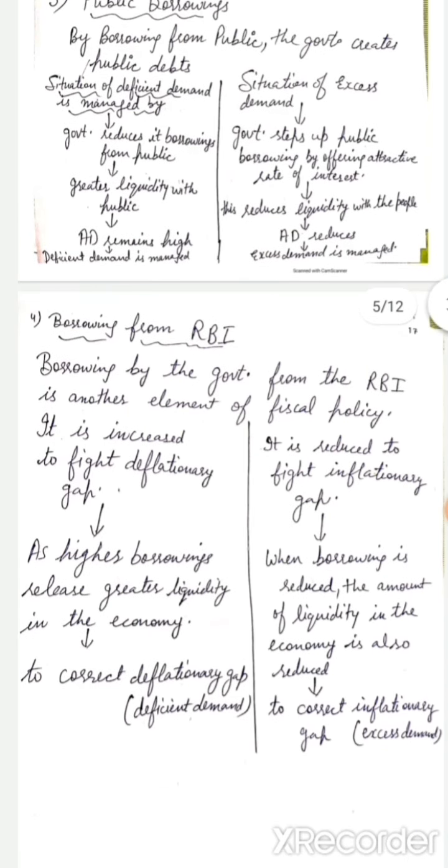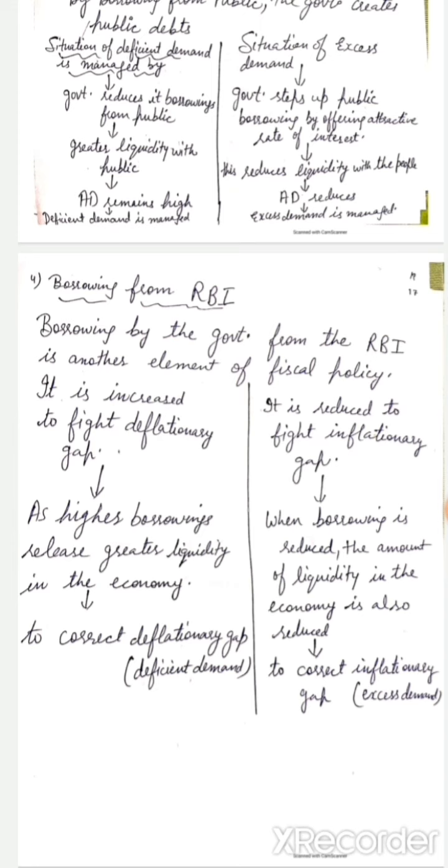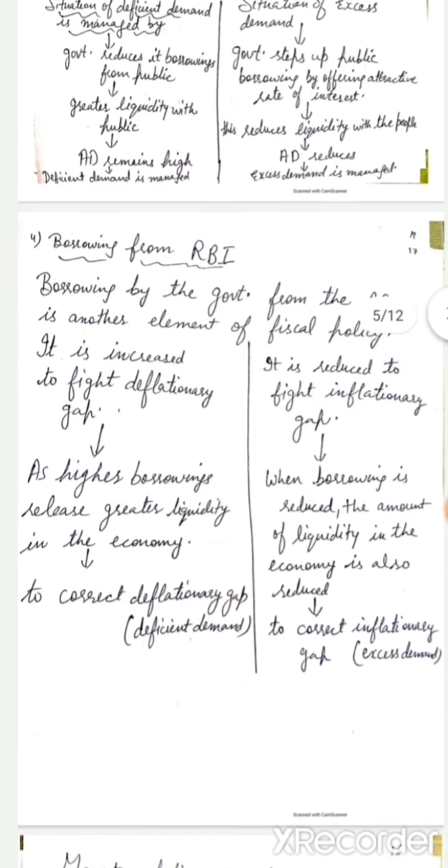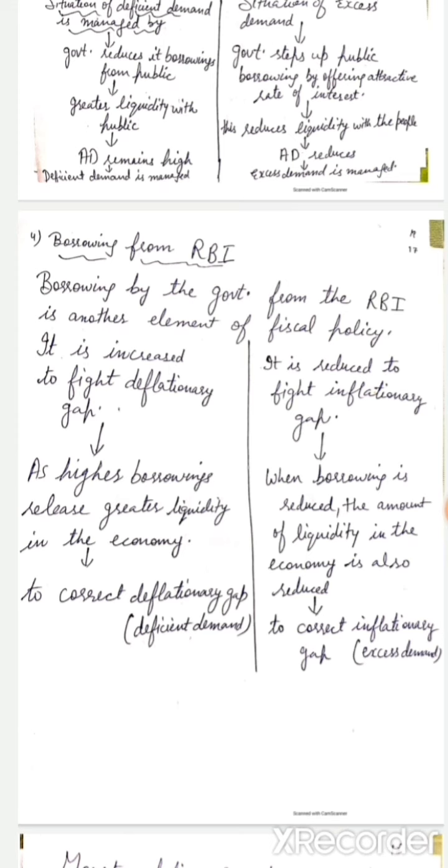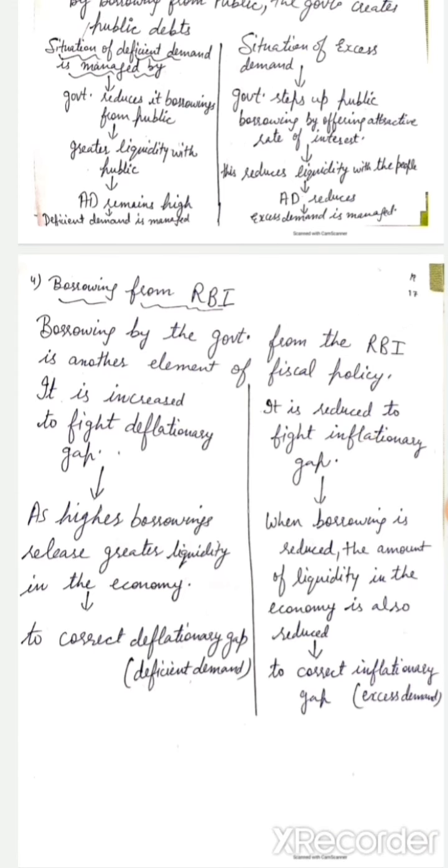The third component is public borrowing, meaning borrowing by the government from the public. The situation of deficit demand in case of public borrowing is managed when government reduces its borrowings from the public. Then the liquidity with the public is increased and there will be more expenditure in the economy by the households. AD remains high and deficit demand can be corrected. Listen to one thing. In case of deficit demand, we have to increase the demand. In case of excess demand, we have to decrease the demand. So government will work accordingly.